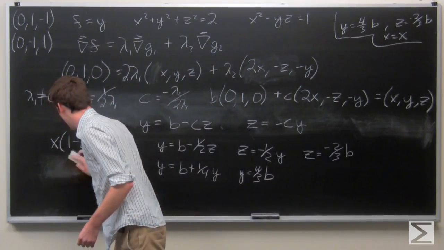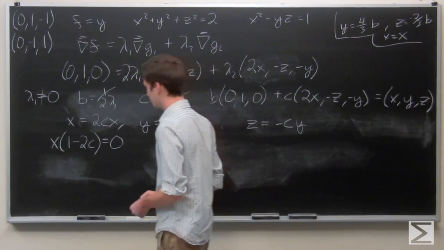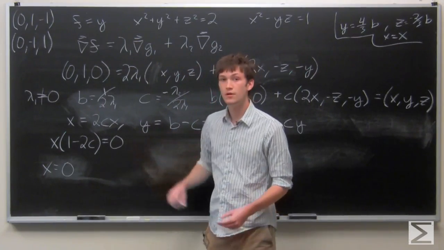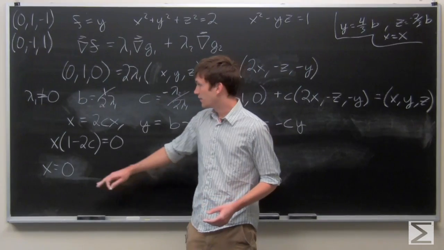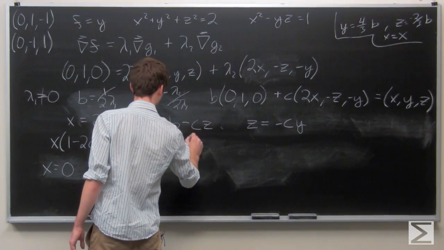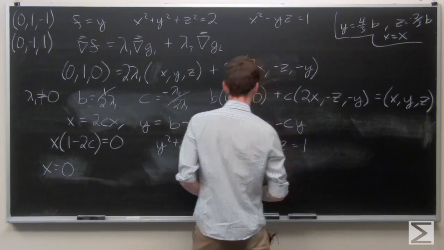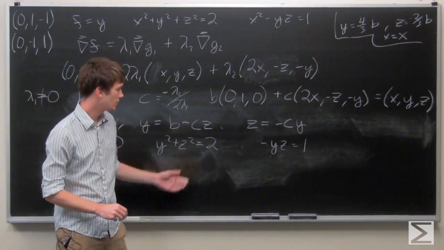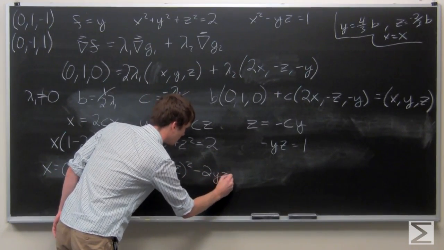And so we'll let x equal to 0, and then we still have our equations y equals b minus c times z, and z is equal to negative c times y. And if x is equal to 0, then that means that based off of our two constraints, we have y squared plus z squared is equal to 2, and negative yz is equal to 1. And again, we can factor this, or complete the square, rather, as we did before.